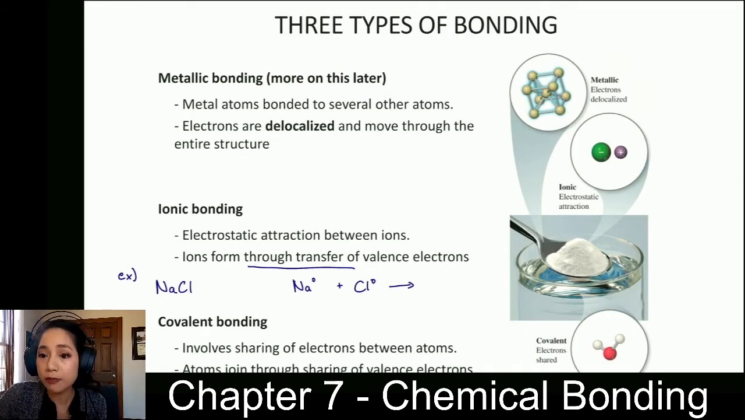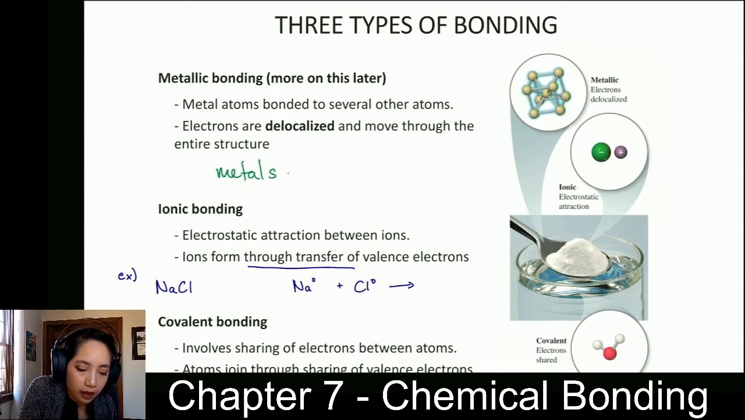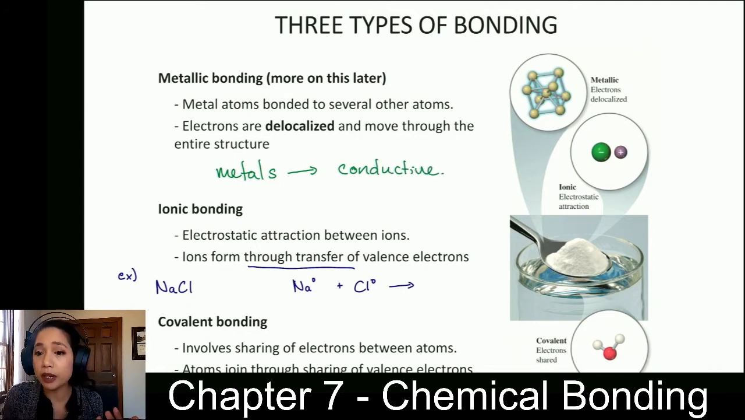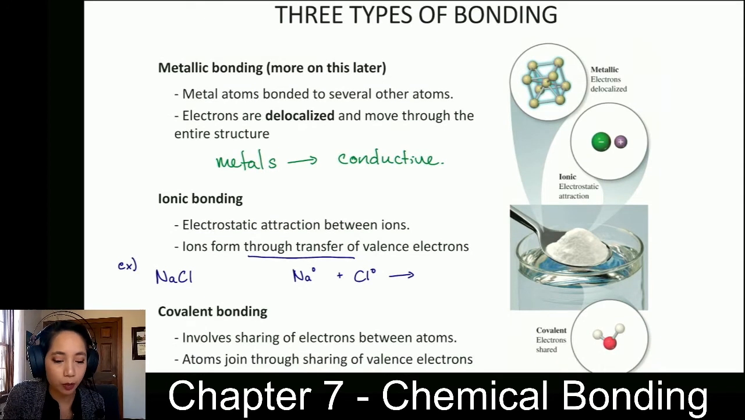So there are three types of bonding descriptions that chemists use. The first one here being metallic bonding. This is the bonding description for elemental metals, like platinum or gold, and we'll expand more on this later. But typically, with metallic bonding, these metal atoms are bonded to several other atoms in a network structure, and those electrons are delocalized, meaning that they can move freely throughout the whole structure. This is a reason why metals are typically conductive, that they can conduct electricity and heat very well because of those delocalized electrons within their structure.